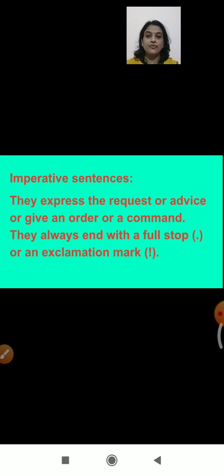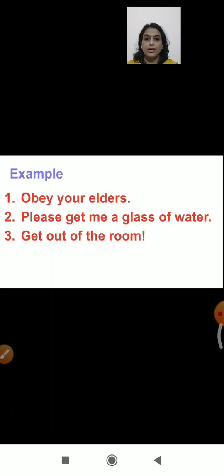You have to see if these four things are there, whether the sentence which is given is asking something, some request is there, or any advice is given, or any order or command is given, then it is definitely an imperative sentence. Okay, now let's see the example here.